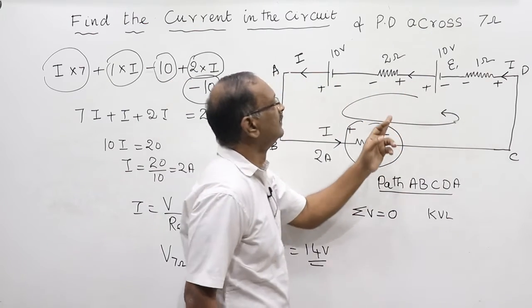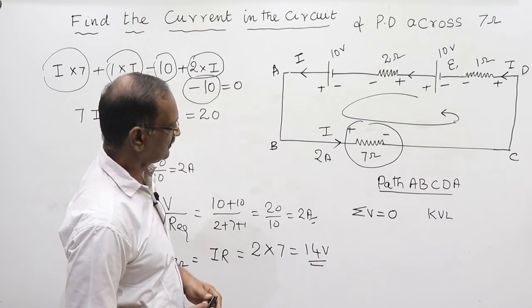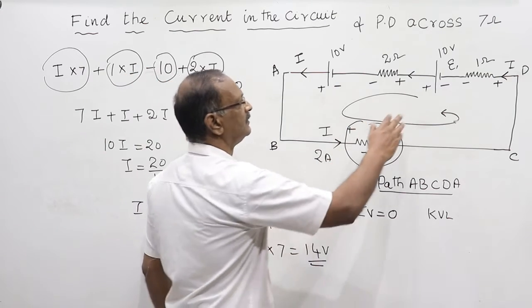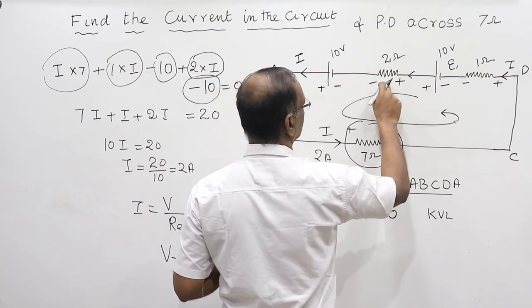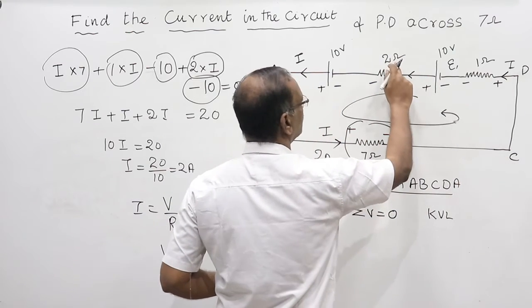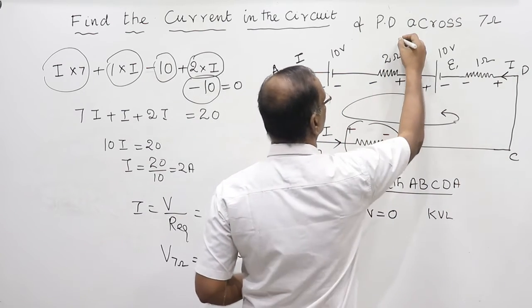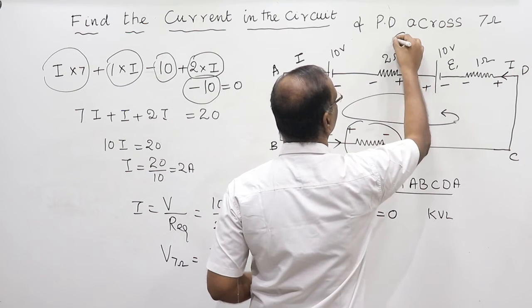2 plus 4, 2 plus 4, 2 plus 4. So here, what is the voltage drop? I into R, where I is equal to 2 ampere because it is a series circuit. 2 into current, that is 4 volt, is dropped here.